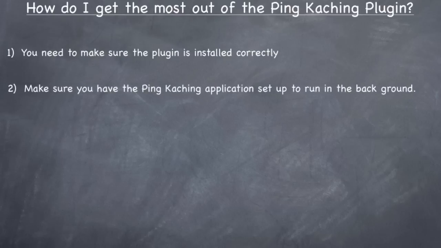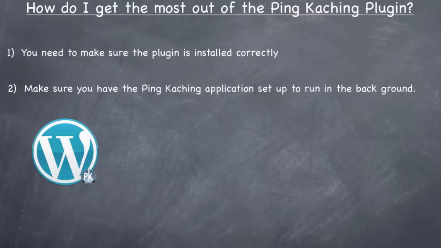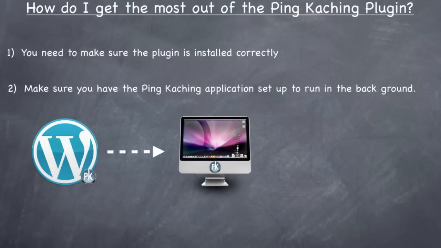The second thing you need to do that is very important is to set the Kaching application up to run in your system tray. The Kaching software will automatically run in your system tray anytime you minimize the application. Anytime a new blog post or page is added, that page information is sent directly to the Kaching application on your computer. All submissions are then run using your computer's IP and accounts.